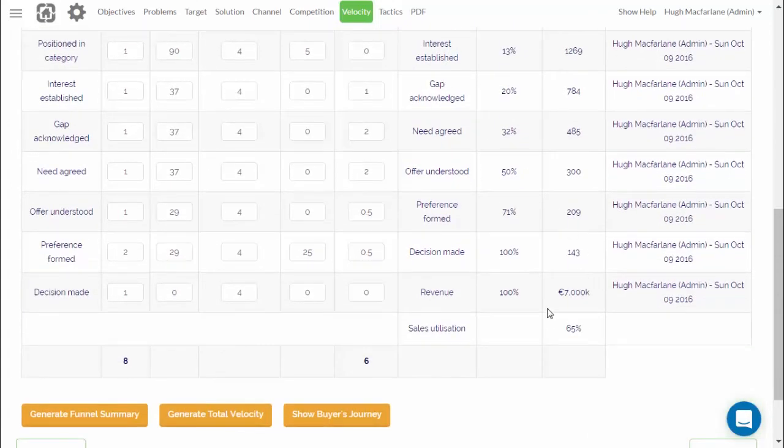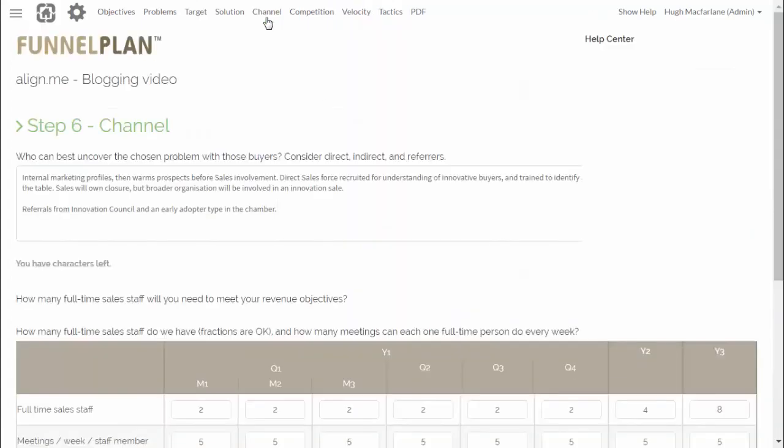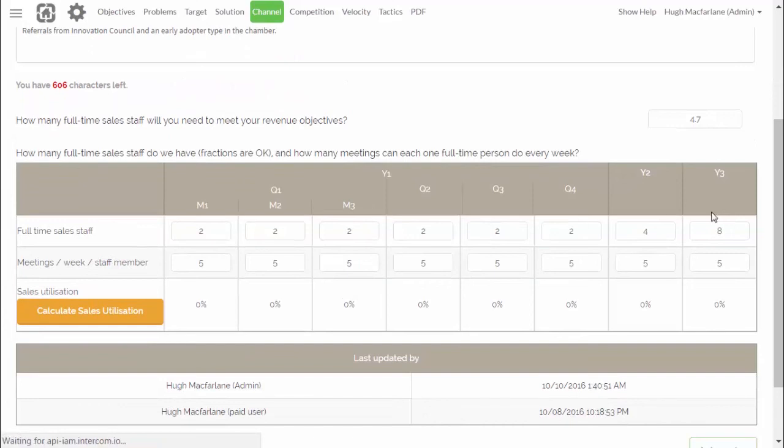So here we go. It's got me at 65% utilisation. The net effect of that is I don't need as much Salesforce because I've increased my closure rate and I've got marketing to do the heavy lifting at the front. Now I'm going to go through into channel and I'm going to change my Salesforce size down. I know that I only need 2/3 of the Salesforce.